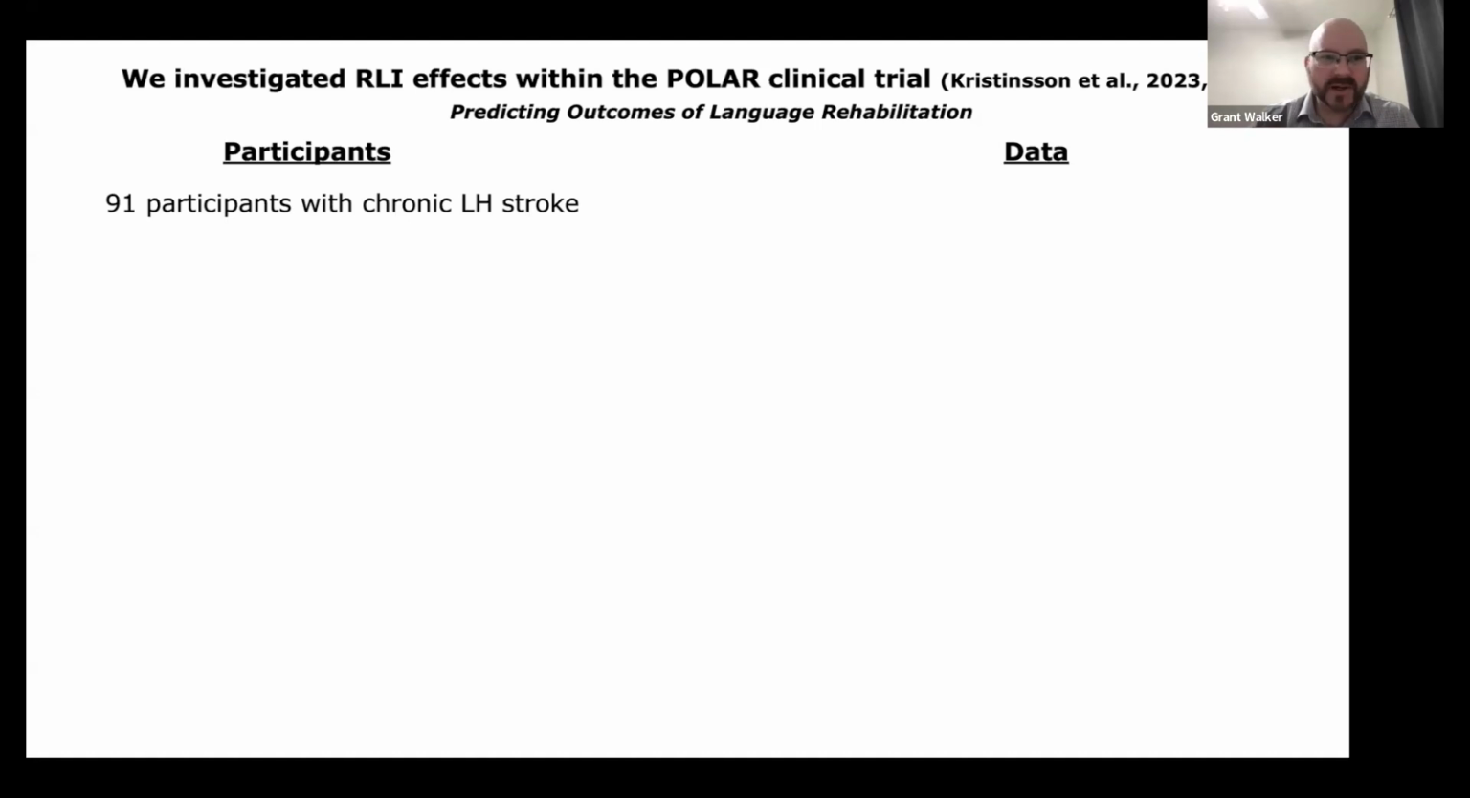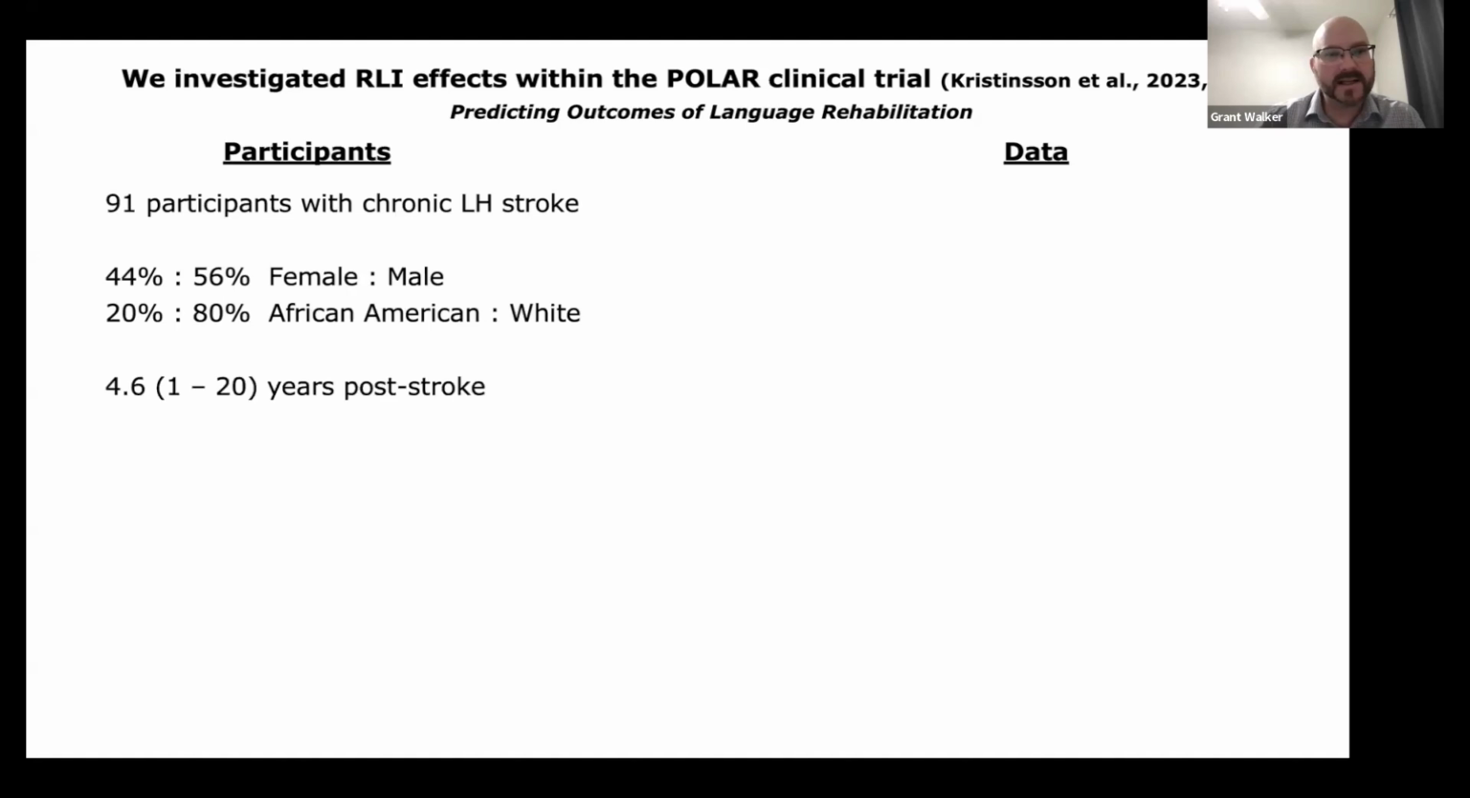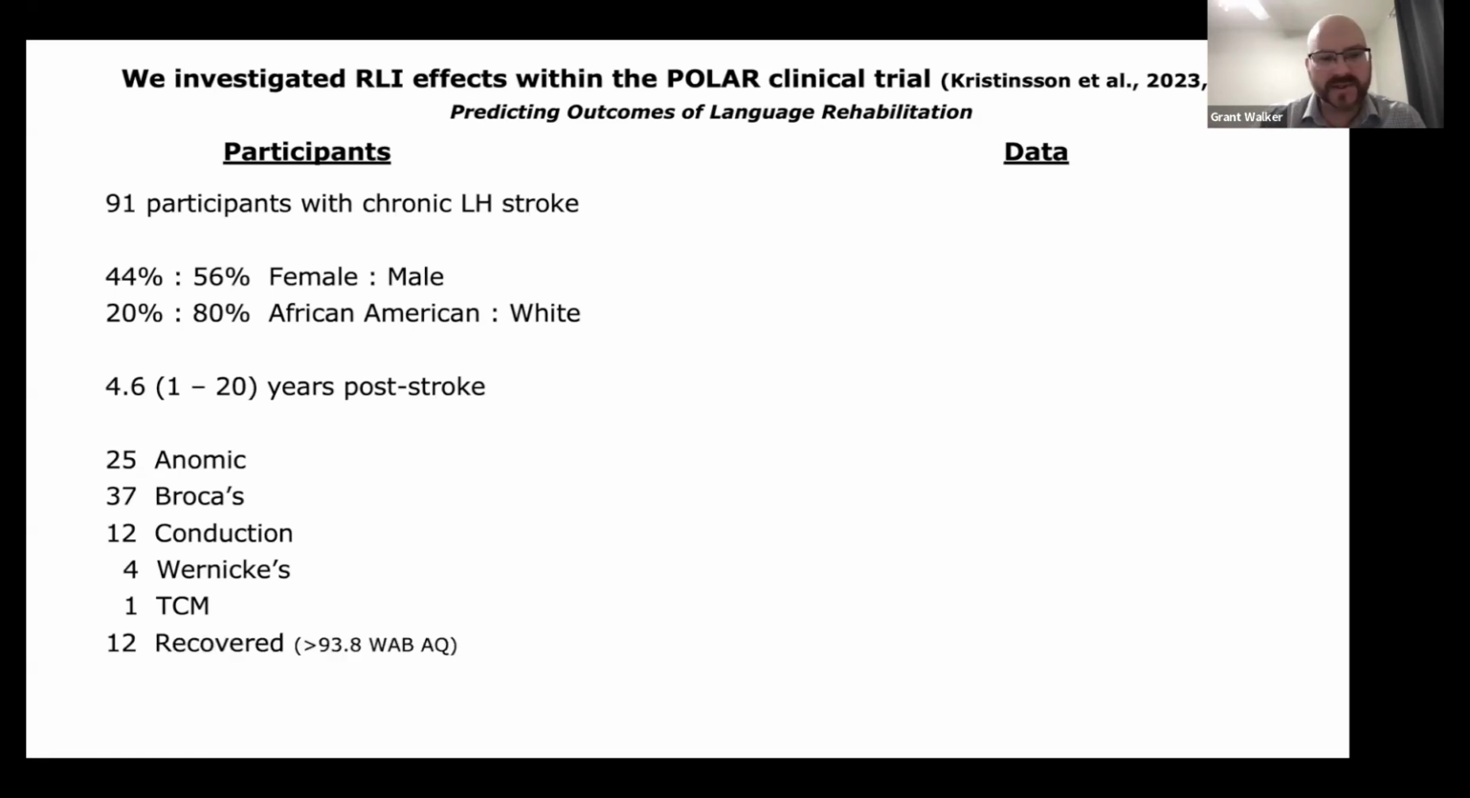So, 91 participants with chronic left hemisphere stroke. These were all the folks who had complete data and neuroimaging, the complete item level data, because we needed to do item level analysis. They were 44% female, 56% male, 20% African American, and 80% white, 4.6 years post-stroke. So this is chronic stroke. And we have a breakdown of different aphasia types here. Pretty heavily frontal, a lot of Broca's and frontal motor issues in this group.